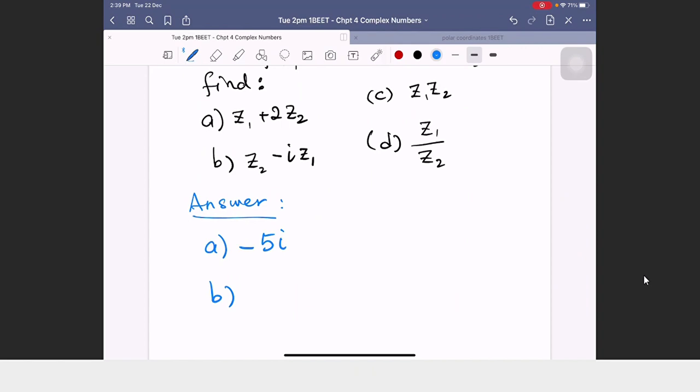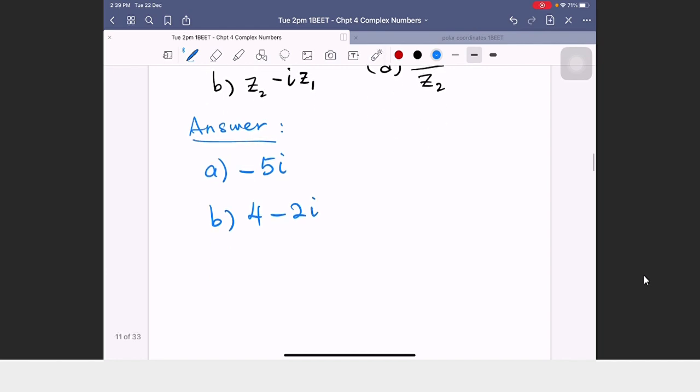All right, what's the answer for B? It is 4 minus 2i. Okay, 4 minus 2i. Anybody got a different answer? Everybody got this one, 4 minus 2i? All right. What about C?